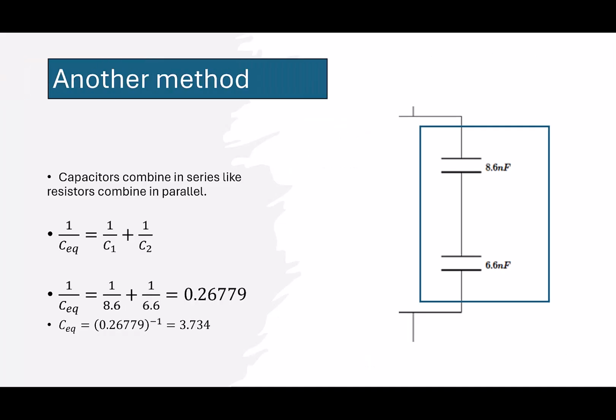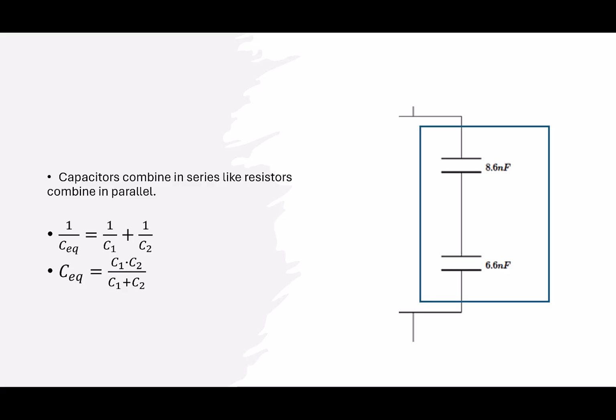Let's look at another method. If I only have 2 capacitors in series, I could use this shortcut. I could multiply the 2 capacitances and then divide by the sum of the capacitances. So for our example, that would be 8.6 times 6.6 over 8.6 plus 6.6. Let's try that in the calculator.